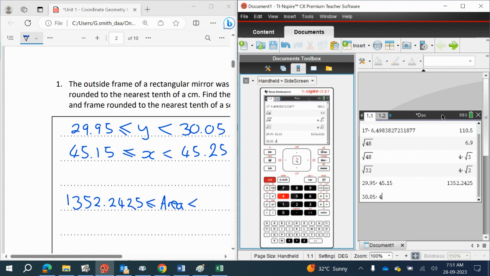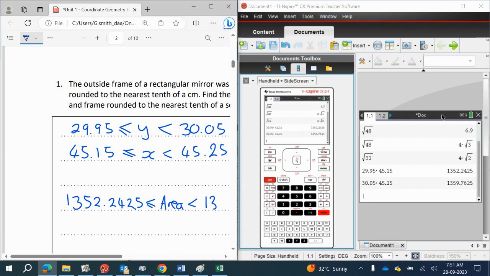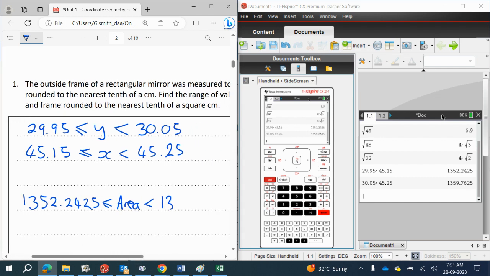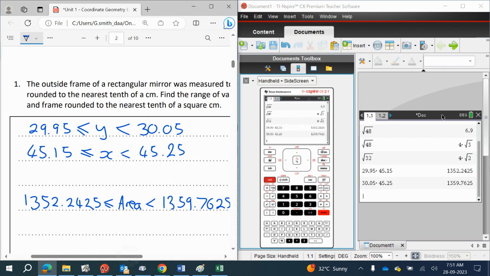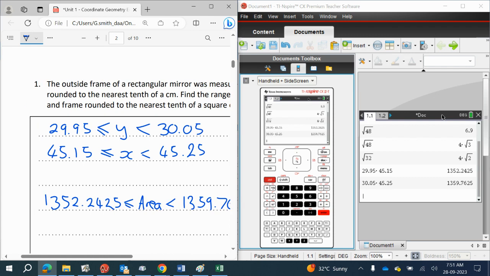30.05 times 45.25. So it says rounded to the nearest tenth of a square centimeter. Yeah, I haven't got to that bit yet. Oh, okay. So I'm putting in my full values, 1359.7625. And then lastly, it says, find the range of values for the frame rounded to the nearest tenth of a square centimeter. So now we have to round again at this point.